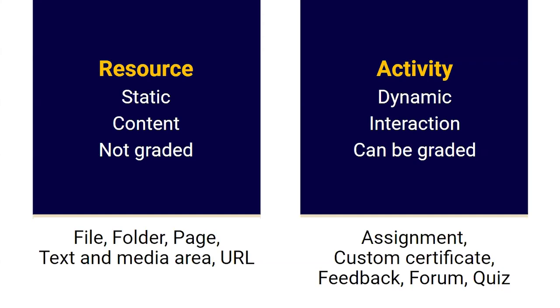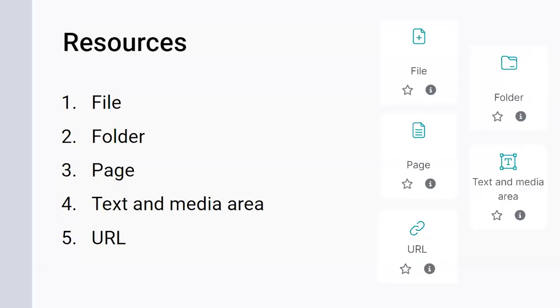An activity in Moodle is a feature where students learn by interacting with each other or with the instructor or teacher. They might contribute in a discussion, which is called a forum, upload an assignment, answer questions on a quiz, or collaborate via a wiki. Activities can be graded while resources are not. Today, we will focus on the top 5 from each category, and we'll give some honorable mentions to some others. Here are the top 5 resources that we will overview: file, folder, page, text and media area, and URL.